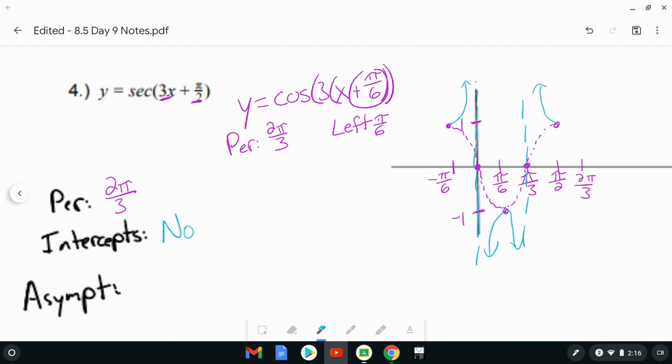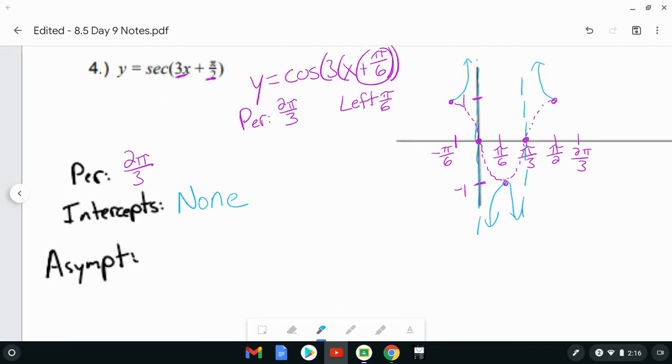Intercepts, there are none on either, notice, because again, there are no x-intercepts, but notice that by shifting, our vertical asymptote has now landed on the y-axis, so there are no x-intercepts, and the asymptotes for one phase would be 0 and pi over 3.